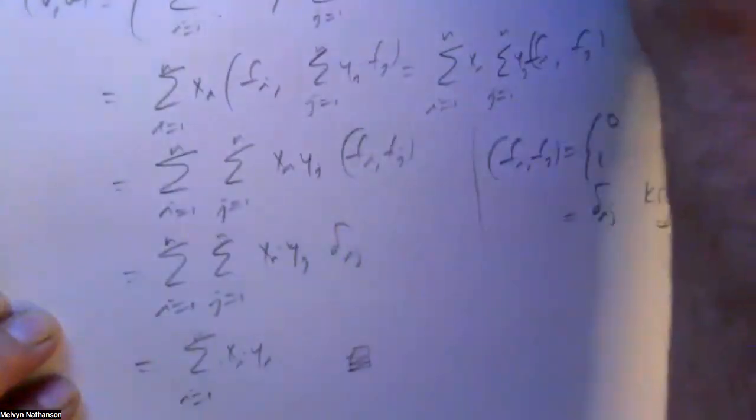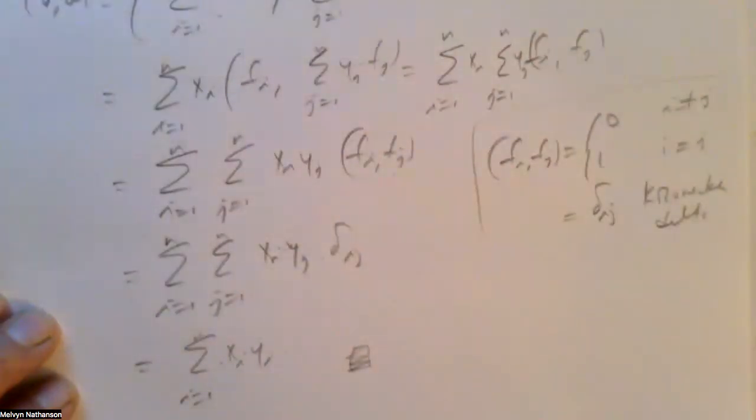So when you have an orthonormal basis and you express vectors with respect to that orthonormal basis, then it's easy to compute the inner product.